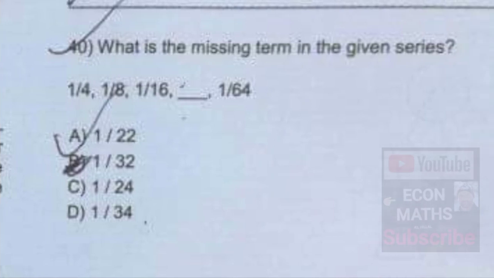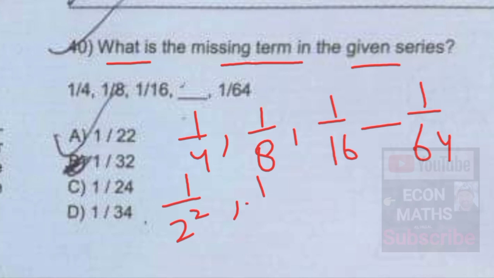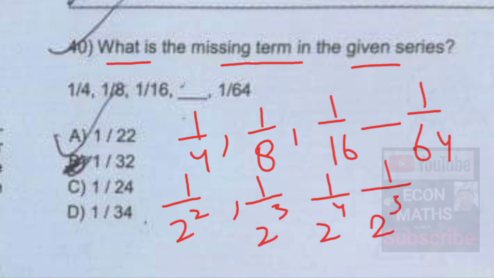Next question is, what is the missing term in the given series? We have 1 by 4, 1 by 8, 1 by 16, dash, 1 by 64. So I guess it is very easy. It is 2 square, 2 cube, it is 2 to the power 4, and next would be 2 to the power 5. So this is 32. 1 by 32 should be the correct option. That is 1 by 32 is the correct option.